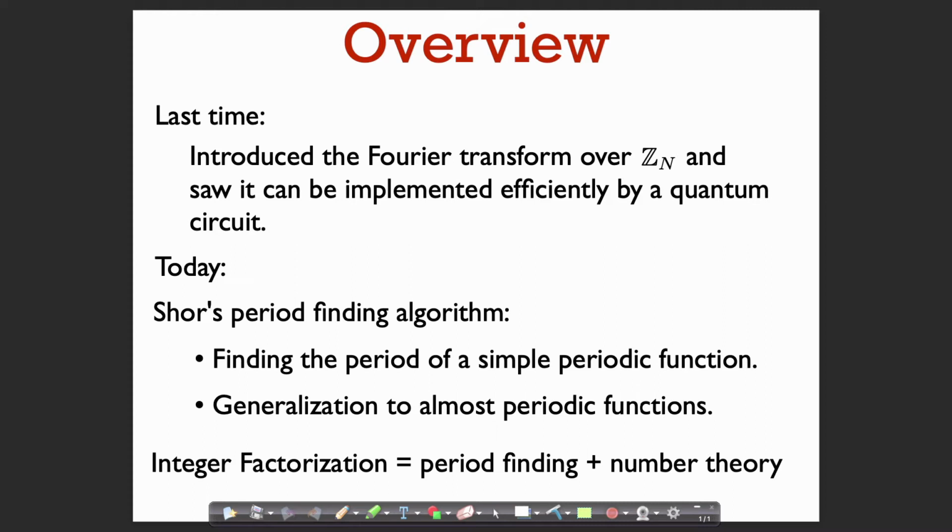Okay, so a future video will talk about how you use period finding of an almost periodic function plus some number theory to actually do integer factorization. But in this case, we're just going to focus on Shor's quantum algorithm to find the period of a simple periodic function.